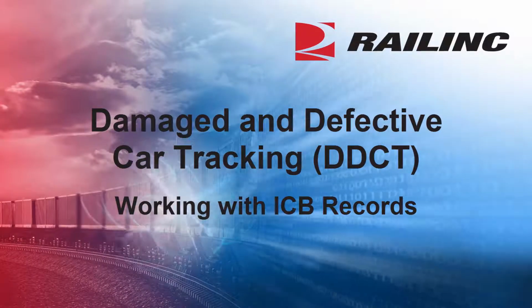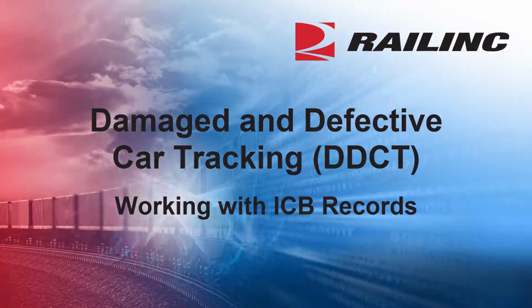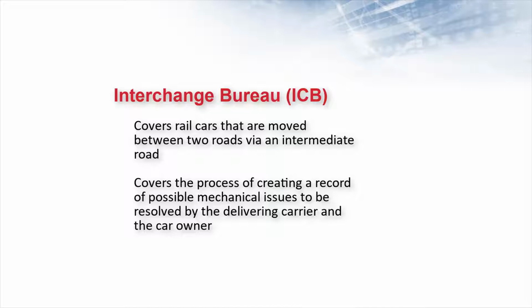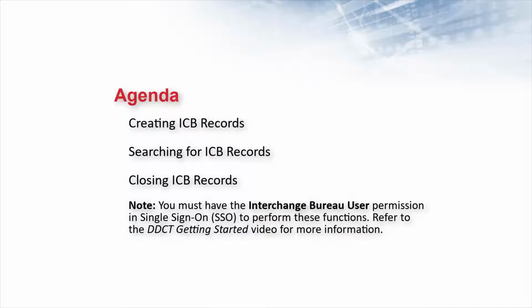Welcome to this overview of working with Interchange Bureau records in RailLink's damaged and defective car tracking system. The Interchange Bureau, known as ICB, covers rail cars that are moved between two roads via an intermediate road. It also covers the process of creating a record of possible mechanical issues to be resolved by the delivering carrier and the car owner. In this video, we'll look at how to create, search, and close Interchange Bureau records.